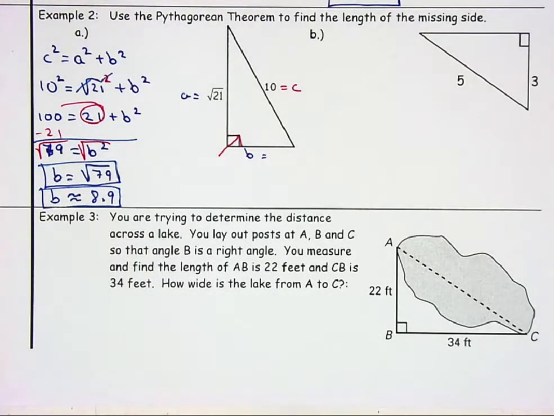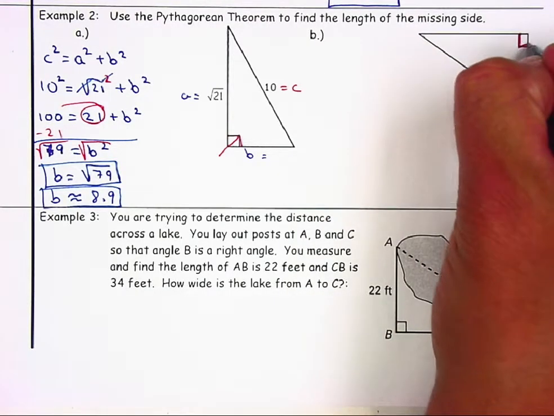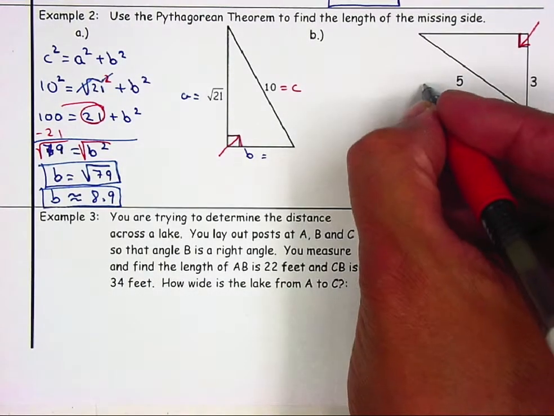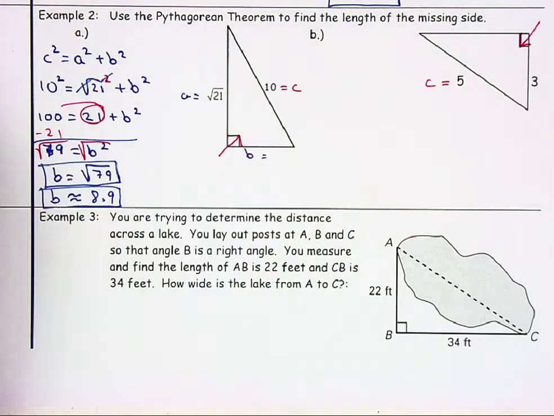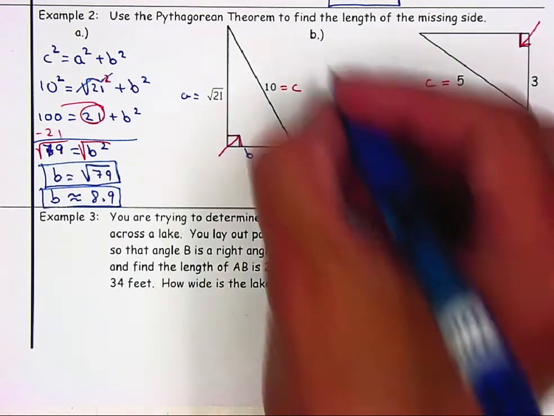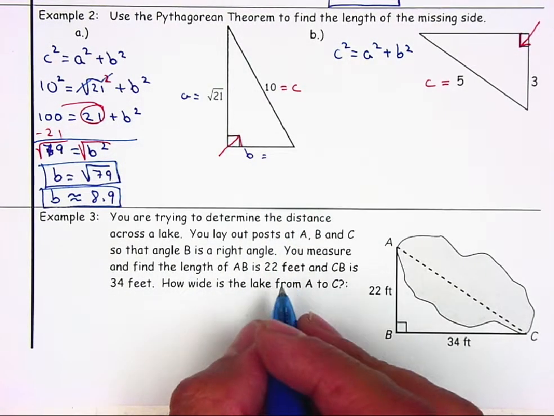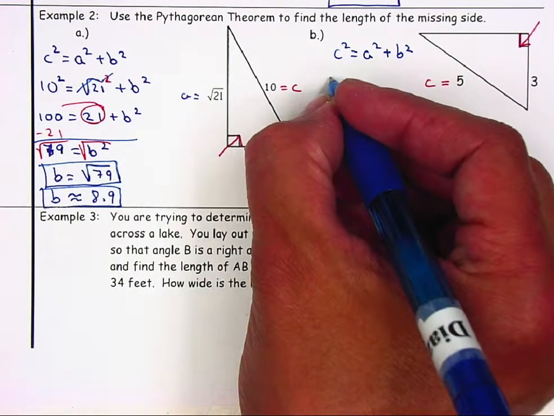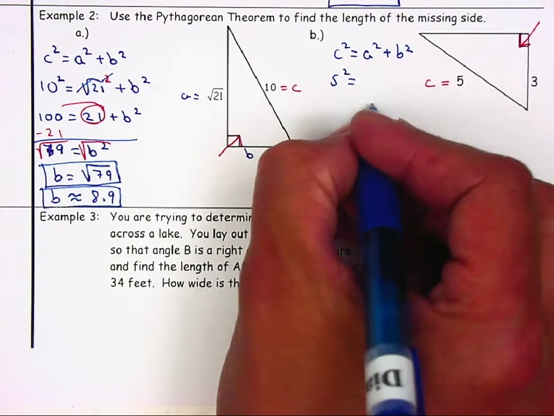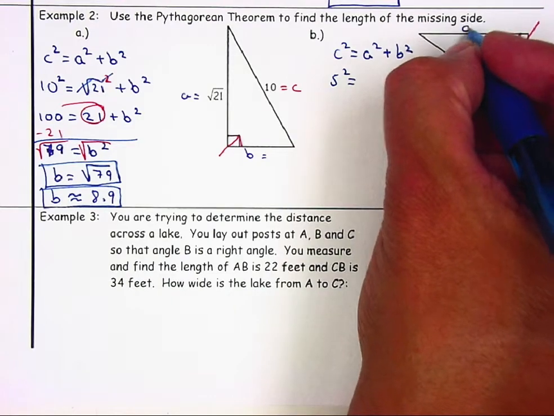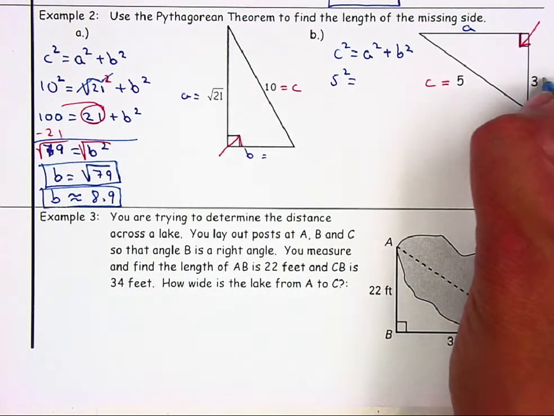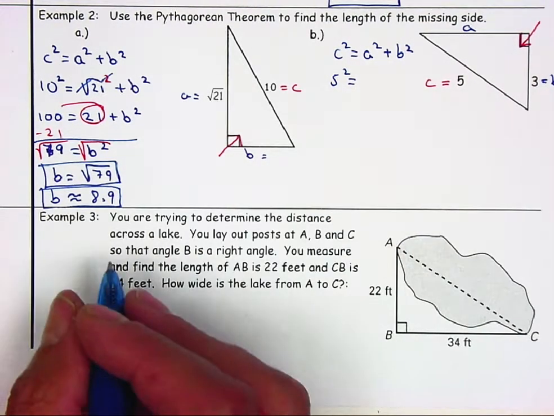Great. We notice that this is the right angle, so therefore this is your hypotenuse, which is letter C. I'm going to write down the formula. C squared is equal to A squared plus B squared. C is 5, so it'll be 5 squared. A is what I'm looking for. B will be 3. Or the other way around.